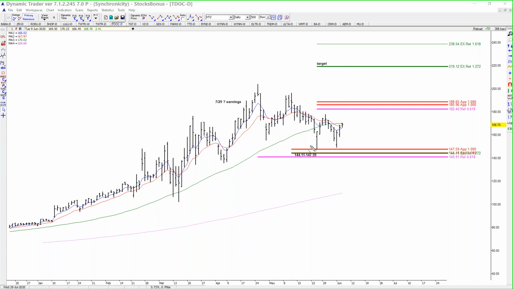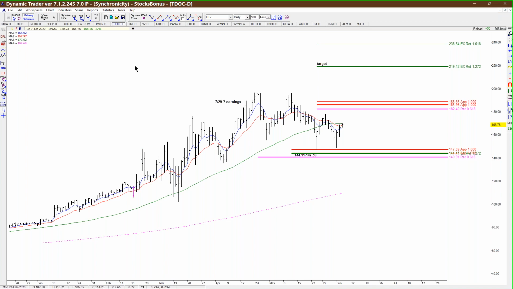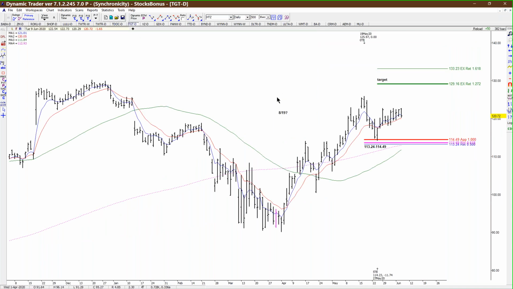And again, at least you know where you're wrong. I'm wrong either underneath this low or underneath the low end of the zone. And if you use option spreads, spreads are a little bit more forgiving, like debit spreads. Some people like to use credit spreads.